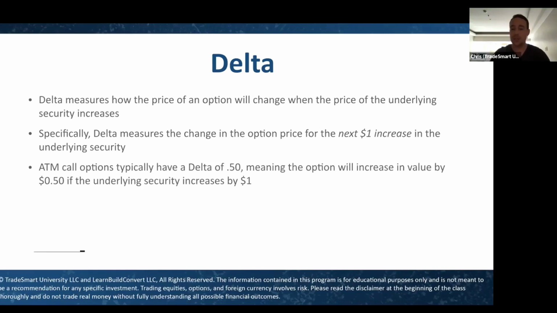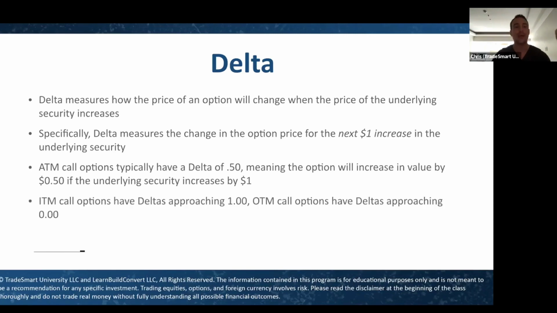So at the money call options and put options actually typically have a delta of 50 or 0.5, meaning that the option will increase in value by 50 cents if the underlying security increases by $1. So when you buy an option that has the same strike price as the underlying security, it will typically have a delta right around 50, meaning that as the stock goes up $1, the at the money call option becomes worth 50 cents more. In the money call options have deltas approaching 1, while out of the money call options have deltas approaching 0. So in the money gives you the most delta, out of the money gives you the least delta, and it goes from a range of 1 to 0, with at the money right in the middle at 0.5.